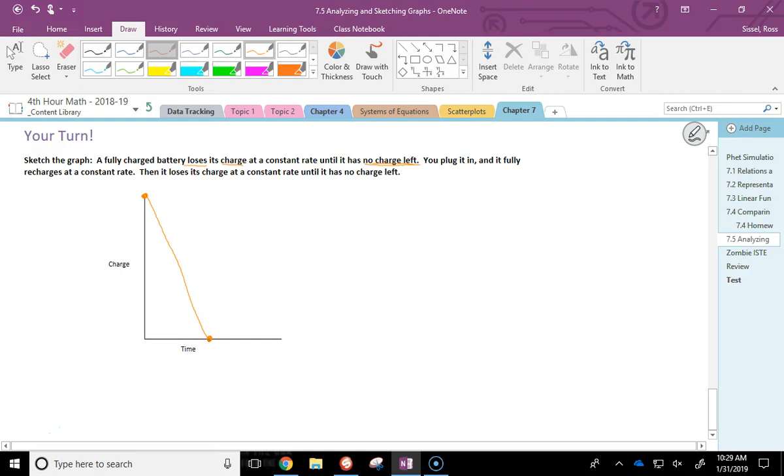If it's a slope, the same. You plug it in, and it fully recharges at a constant rate. So, over time, it's going to be charging back to there. Then it loses charge at a constant rate.